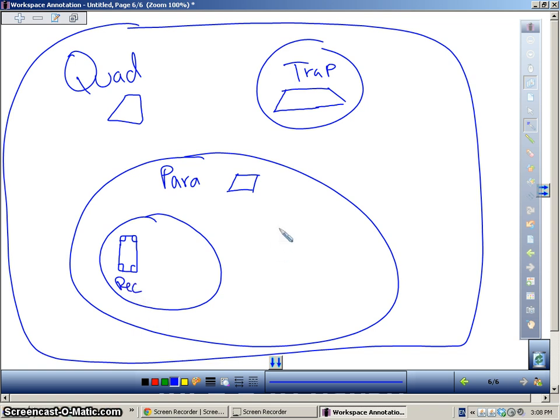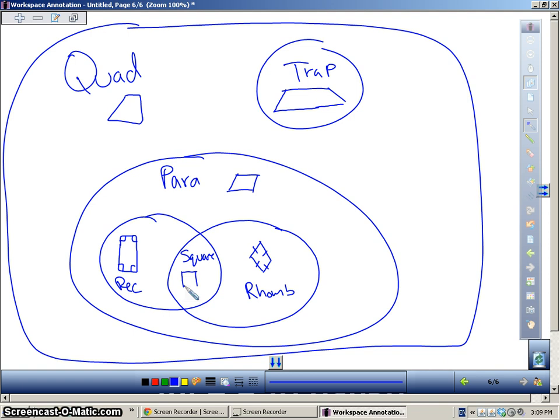We also have other parallelograms where the corners aren't 90 degrees, but all the sides are the same length. So this is the same as this, the same as this, same as this, and these are called a rhombus. And the spot where all 3 of these intersect in my Venn diagram here is our square. In a square, all the sides are the same length, and we have the 90-degree angles.